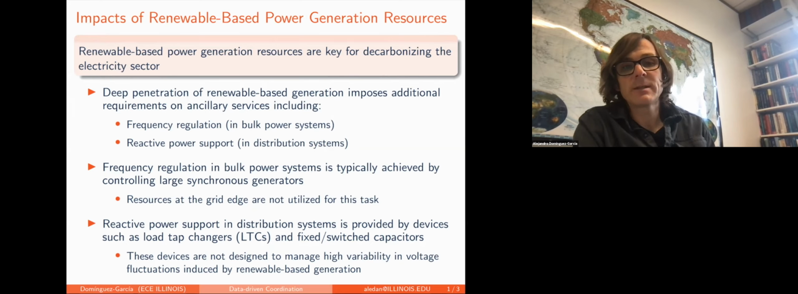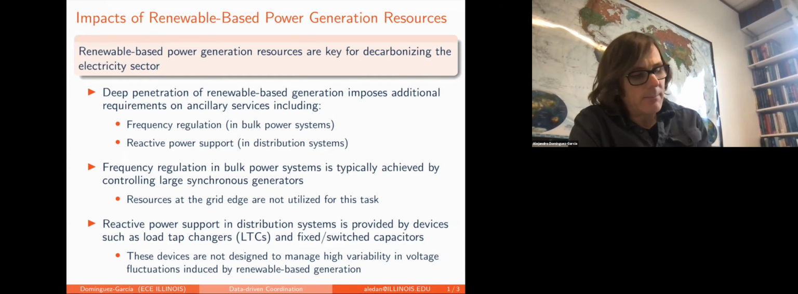So one of them is that you basically need to take into account the fact that you are going to be removing generators from the system. So as renewable-based generation increases, you're going to be removing resources that were providing frequency regulation. So that's at the bulk level. And then at the distribution level, you might have issues of voltage control, etc.